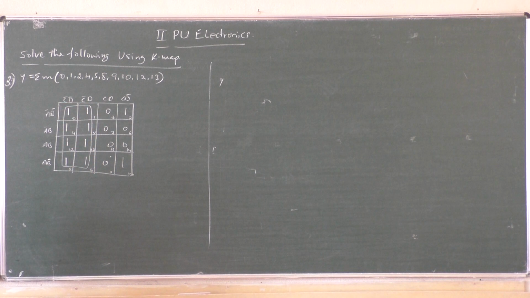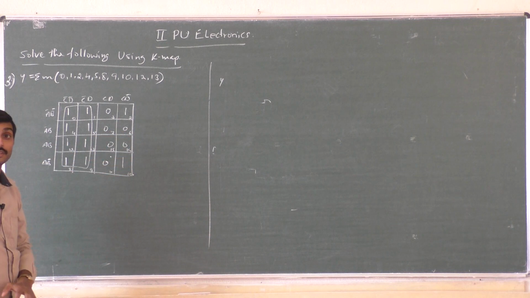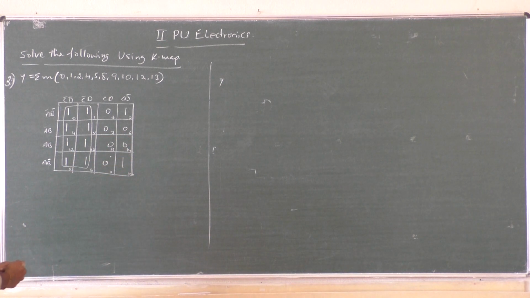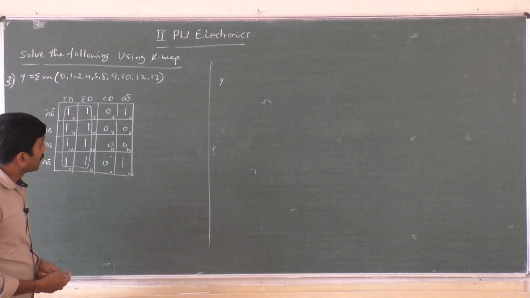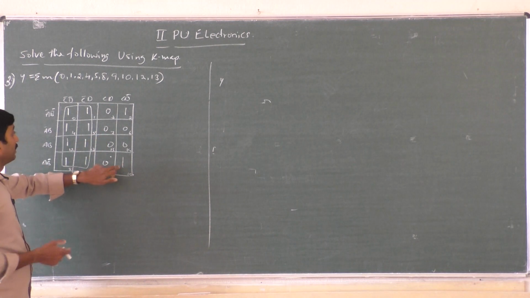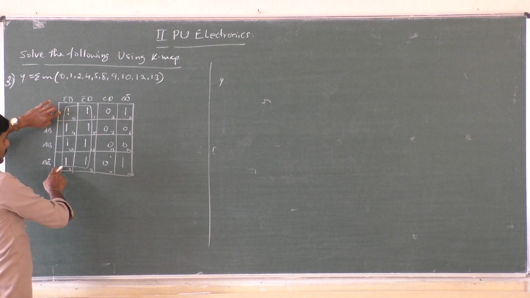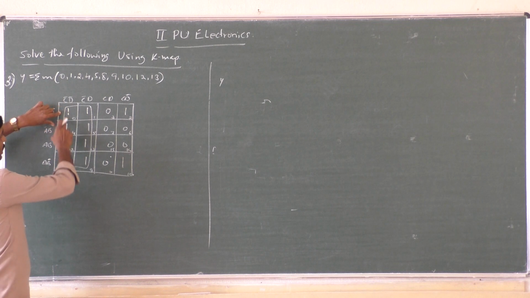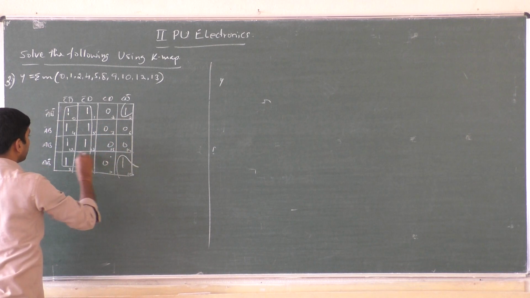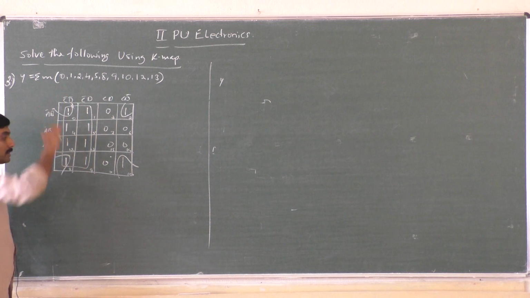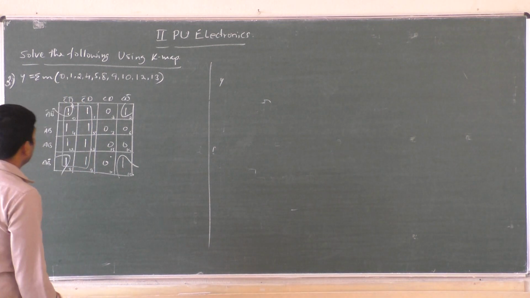Okay, next. Two more cells are remaining here. How do you include these two cells in the maximum group? Is it possible? Yes, it is possible. We can't include them in the octet here, but we can include these two cells with a quad. Why? See, after overlapping with the octet, you can include those two cells with this quad. Four ones come in the corners, so you make a group of four ones here.